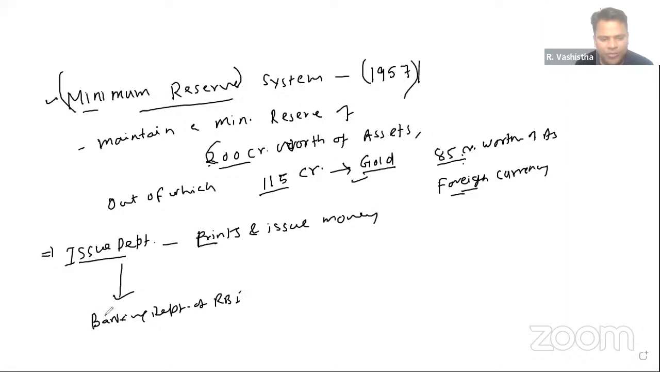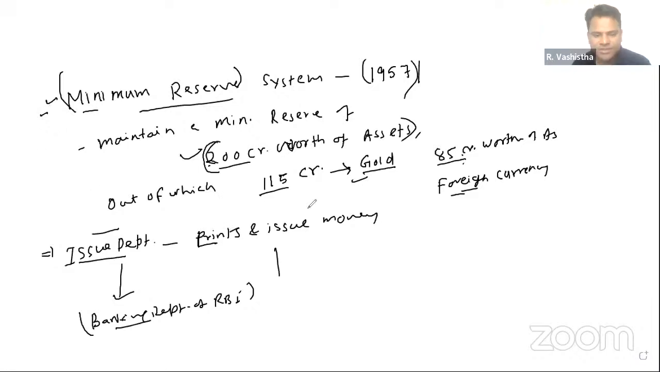Now, officials from the banking department will go there and ensure that the issue department is having this much of assets, 200 crore worth of assets. If the banking department finds that the Reserve Bank of India is not having this much of assets, then the permission cannot be granted to print new currency, right? So it's only after the banking department ensures that this much of assets has been maintained by Reserve Bank of India or the issue department that permission is granted. Otherwise not. So this is the system of minimum reserve.